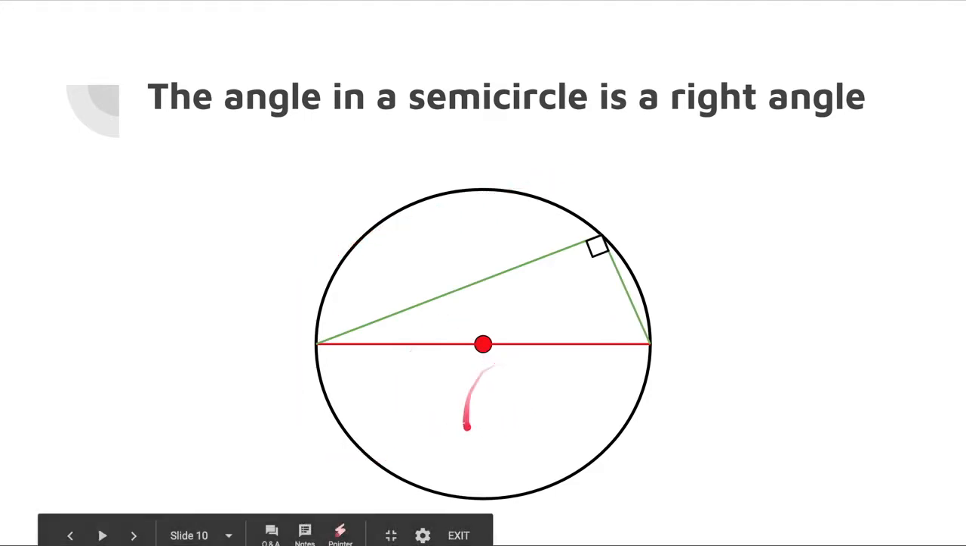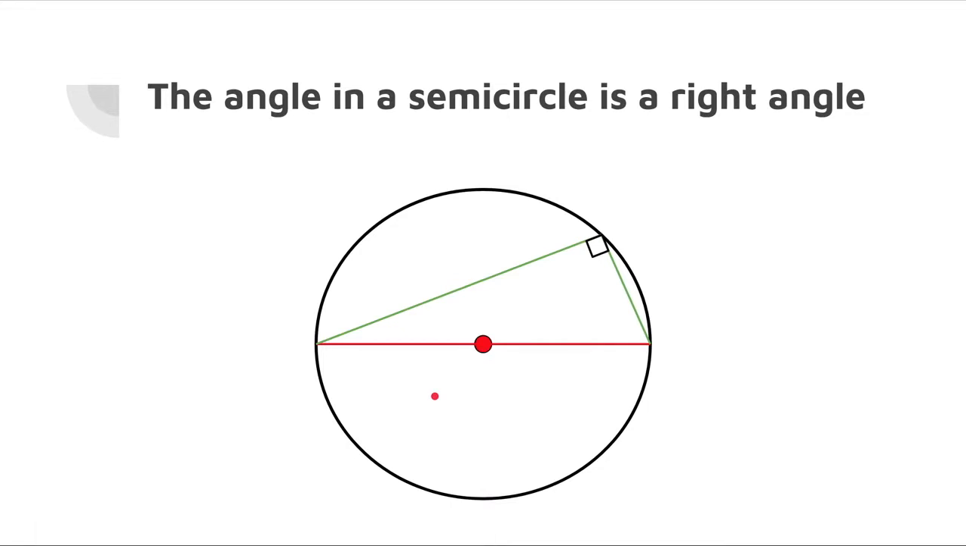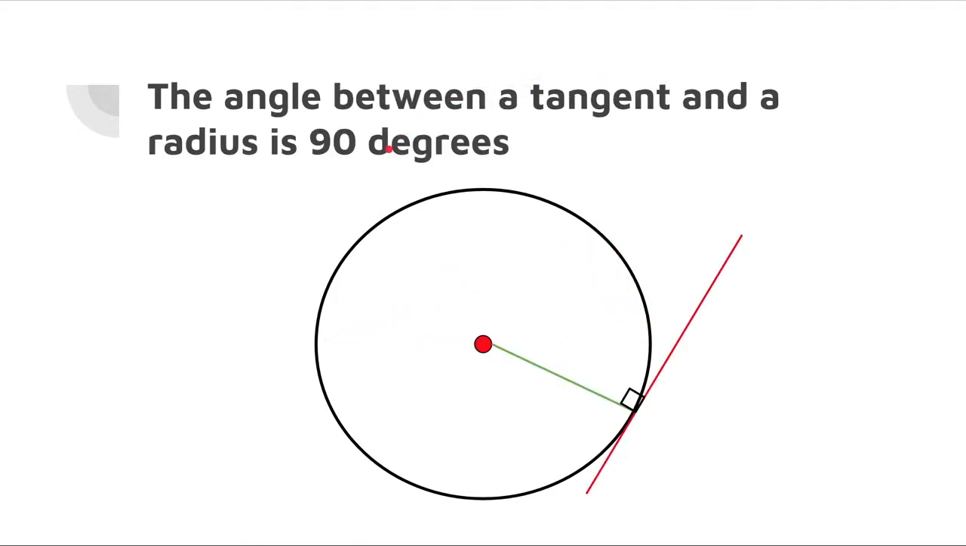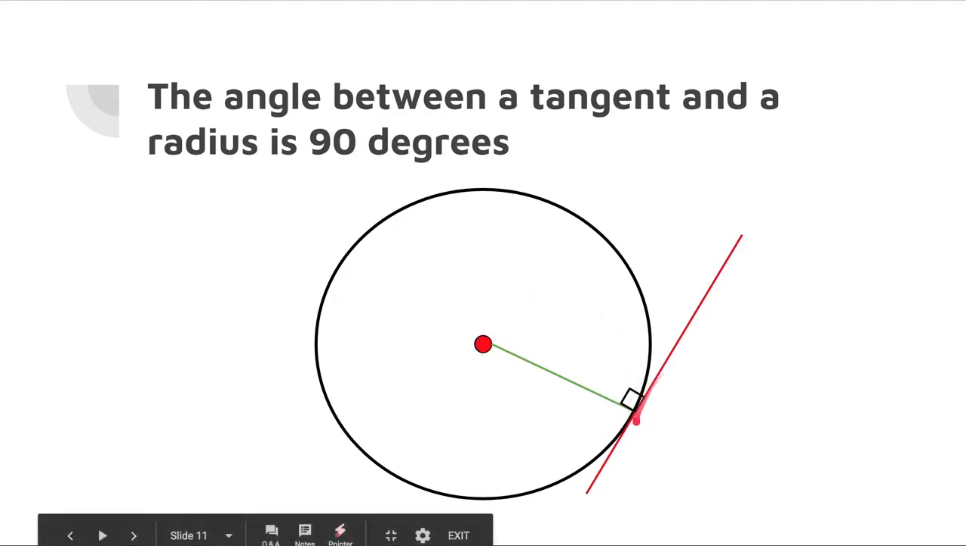Even at the bottom of the circle, if we're taking the bottom half of the semicircle, it's still going to be a right angle. Alright? So any angle in the semicircle is always a right angle, as long as these 2 lines are chords. The angle between a tangent and a radius is 90 degrees. The radius from the center of the circle to the point where the tangent touches the circle is always going to be the perpendicular of the tangent, so 90 degrees.